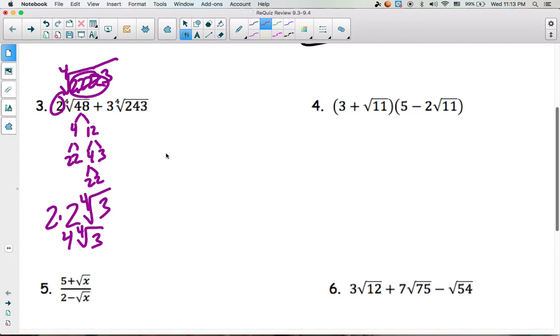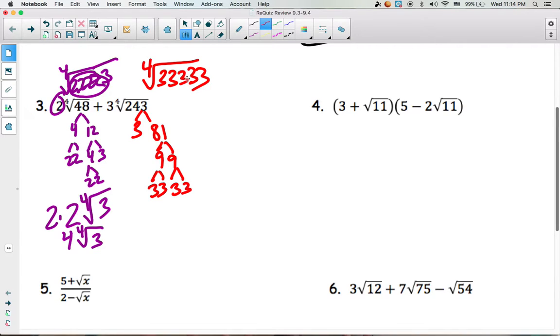Now I'm going to go and break down the 243. This would be 3 times 81. And 81 is 9 and 9. 9 is 3 and 3. 9 is 3 and 3. So underneath the radical, I have 1, 2, 3, 4, 5 3's.